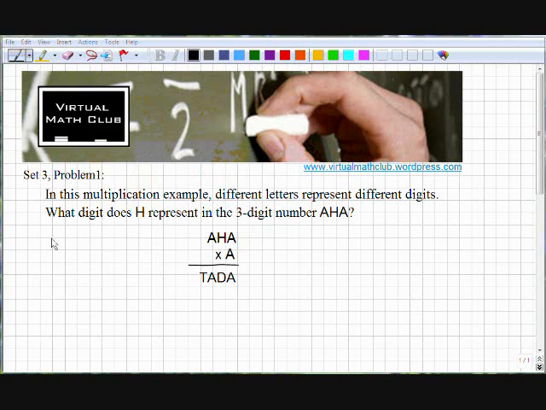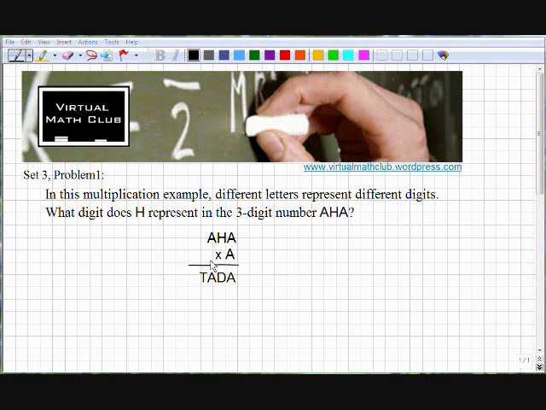All right, problem number 1. In this multiplication example, different letters represent different digits. What does the H represent in the 3-digit number AHA? Okay, AHA, right?